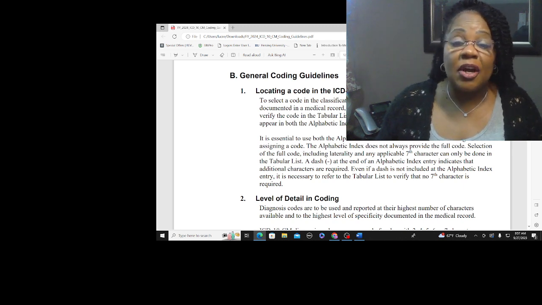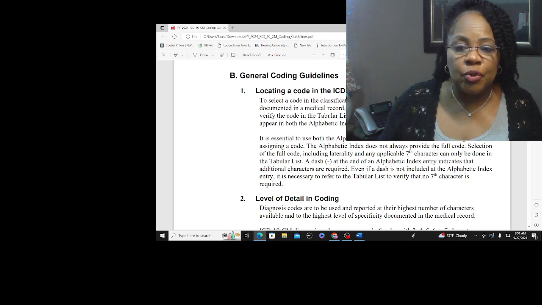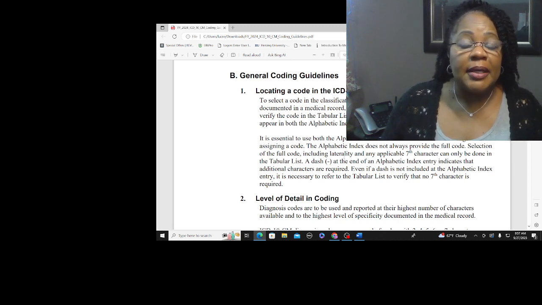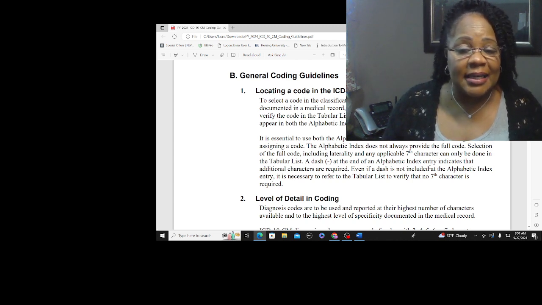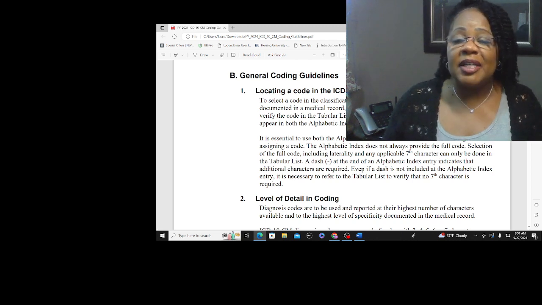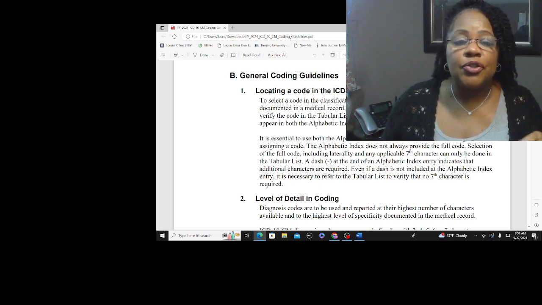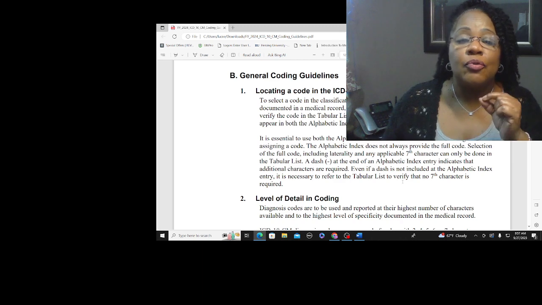The alphabetic index does not always provide the full code. Let me say that again. The alphabetic index does not always provide the full code. Selection of a full code, including laterality and any applicable seventh character, can only be done in the tabular list. A dash at the end of an alphabetic index entry indicates that additional characters are required. Even if a dash is not included in the alphabetic index entry, it is necessary to refer to the tabular list to verify that no seventh character is required.